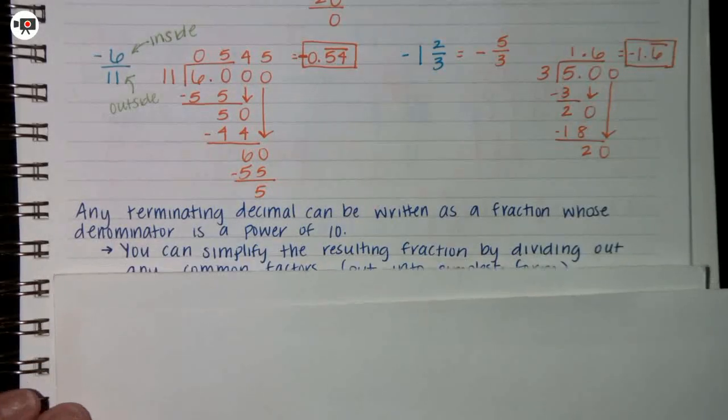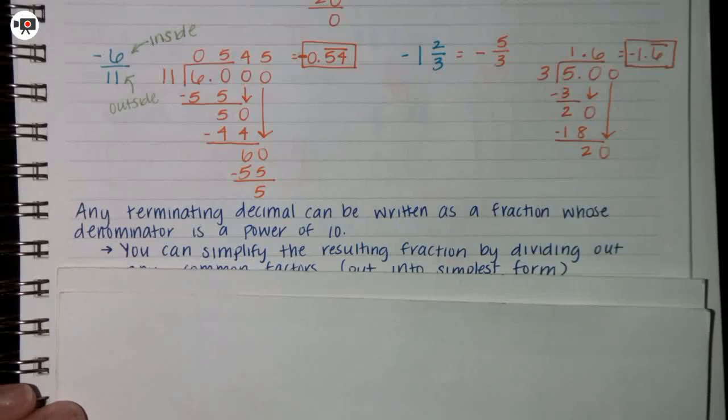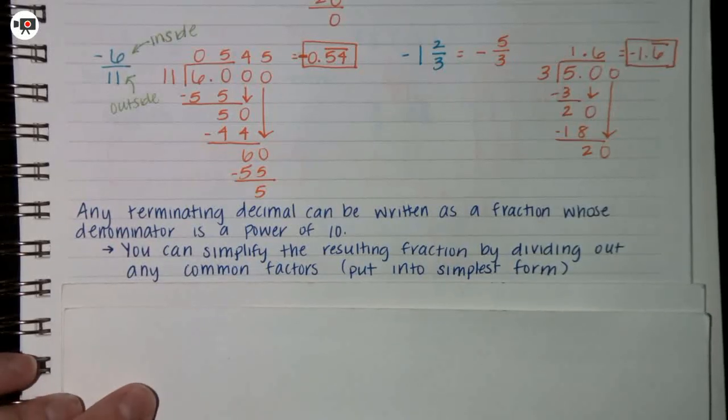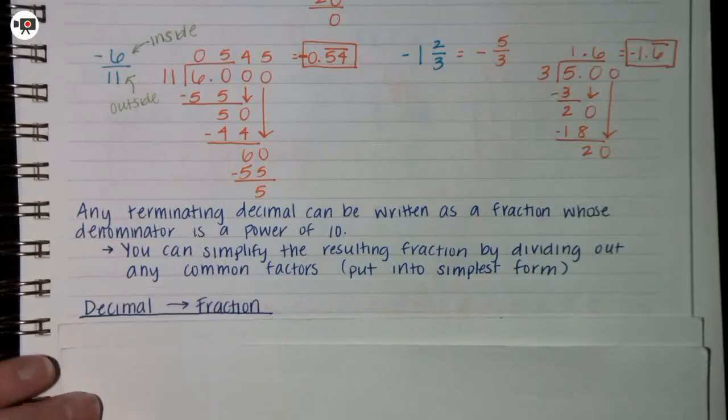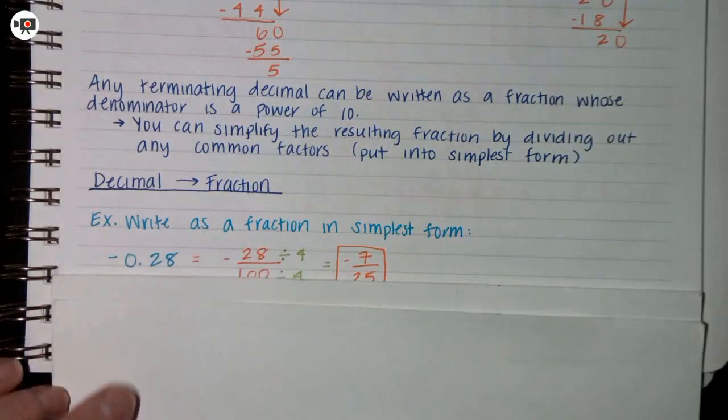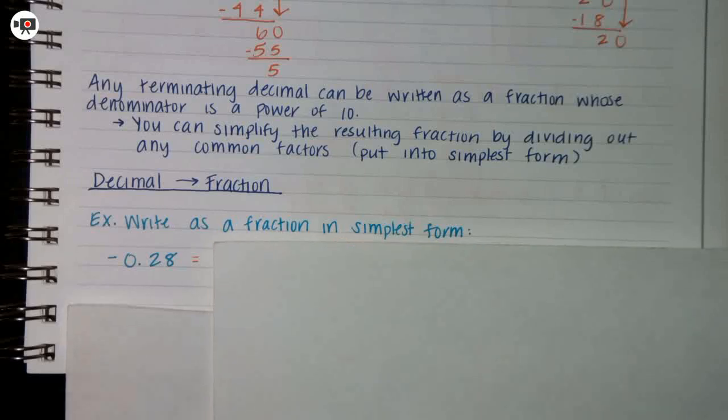Any terminating decimal can be written as a fraction whose denominator is a power of 10. We can simplify the resulting fraction from dividing out any common factors. So that means we can simplify them. So to go from a decimal to a fraction, we're going to write them in simplest form.